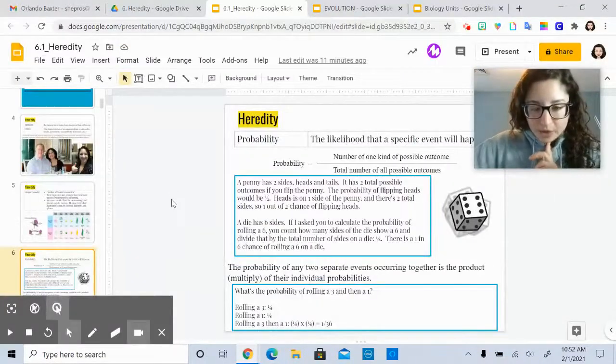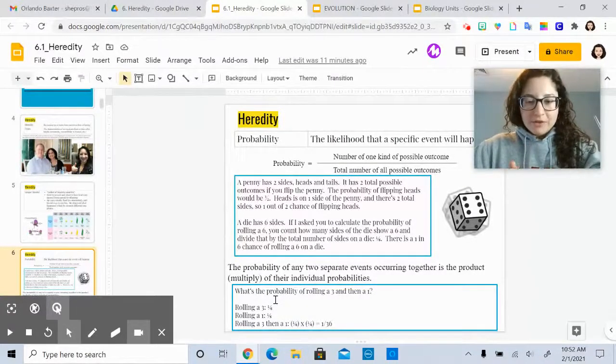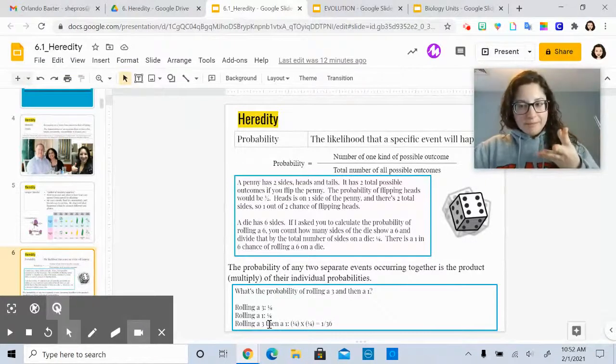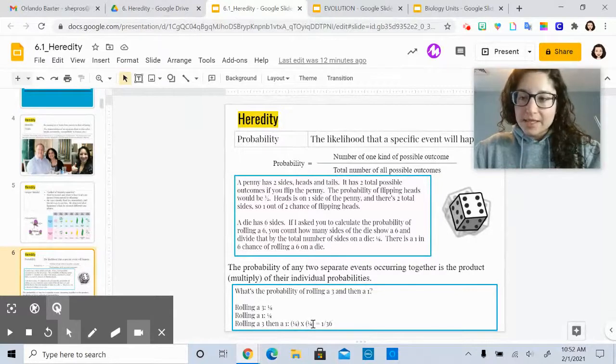There we go. So when we're looking at the probability of rolling a 3 and then a 1, rolling a 3 is a 1 out of 6 chance. You have a 3 on one side of the die, and then there are 6 possible options, so 1 out of 6. Rolling a 1 is the same chance, 1 out of 6 probability. You have a 1 on one side of the die, and then there are 6 possible options, so 1 out of 6. So if you want to calculate rolling a 3 and a 1 at the same time, so you have 2 dice and you roll them, it's going to be 1/6 times 1/6. That's how you calculate it.